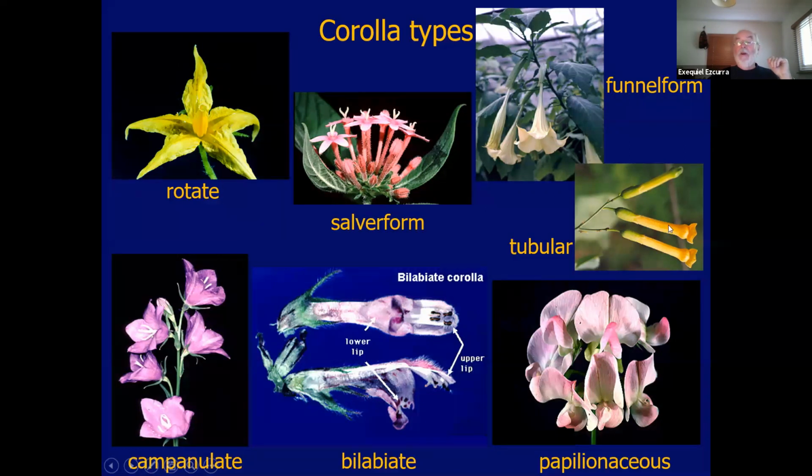And tubular corollas here in the Indian tobacco, Nicotiana glauca, a common invasive shrub in California. Also in the potato family, in the tomato family, the Solanaceae, is basically a large tube with a very little expansion of the upper part of the corolla.